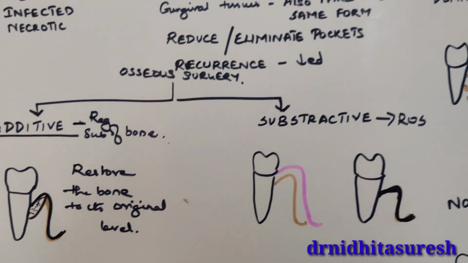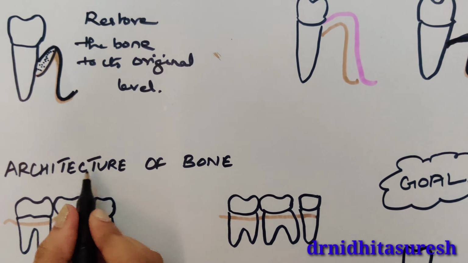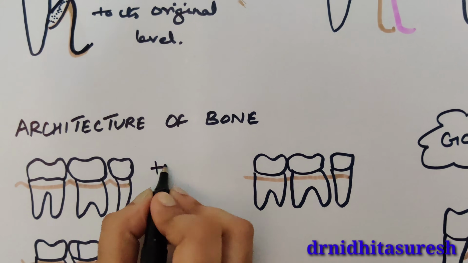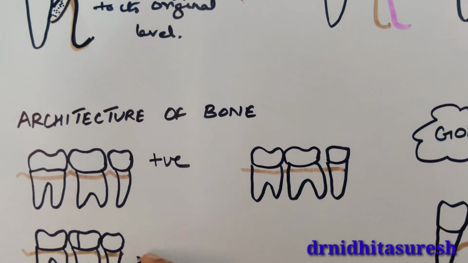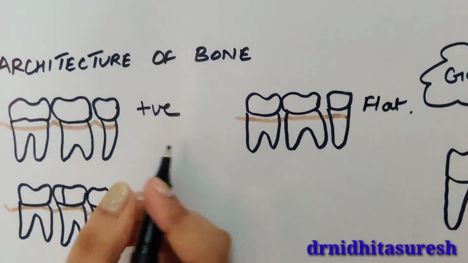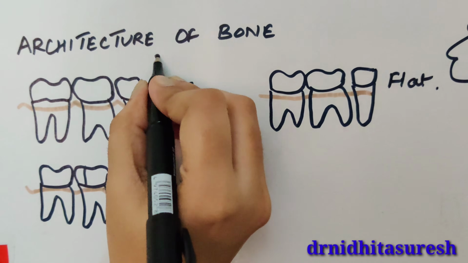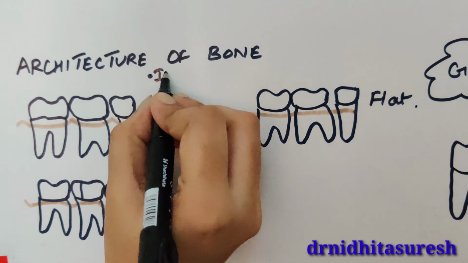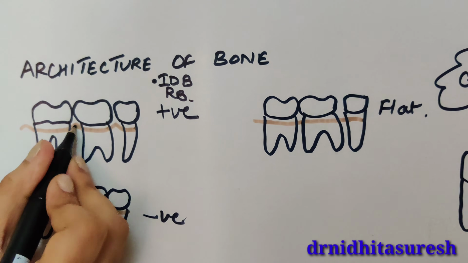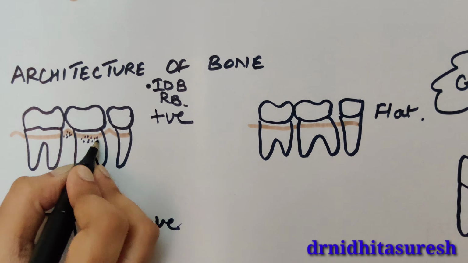Now, before going into resective osseous surgery, we have to know the architecture of bone. In the architecture of bone, I would like to discuss the positive architecture, the negative architecture, and the flat architecture. When discussing positive architecture, two landmarks you have to know are the interdental bone and the radicular bone. This bone over here you call the interdental bone, and this is your radicular bone.